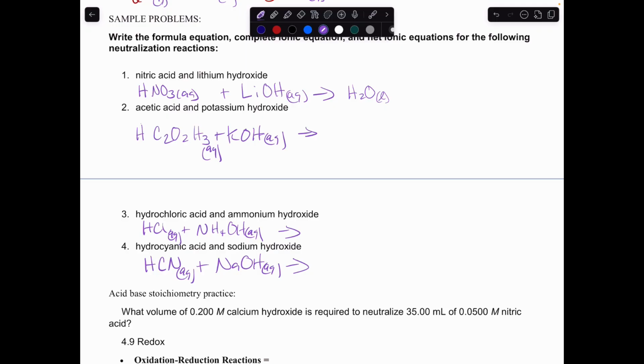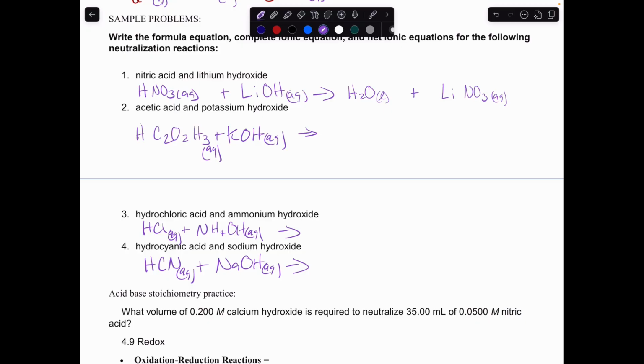So what's the salt that's being produced here? Lithium nitrate. I'm going to put an aqueous symbol there, and I think you know why. Because rule number 1 states nitrate salts are soluble. So since this has nitrate in it, we know it's going to break apart and water will not.